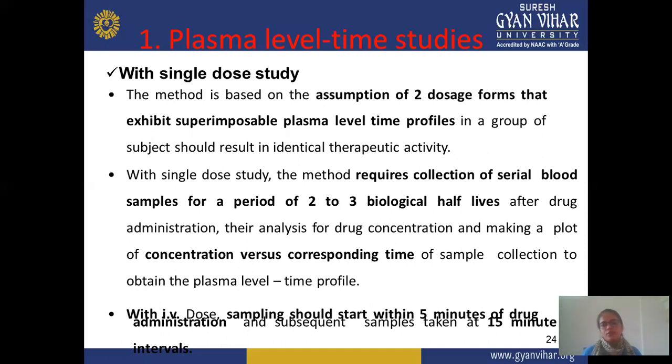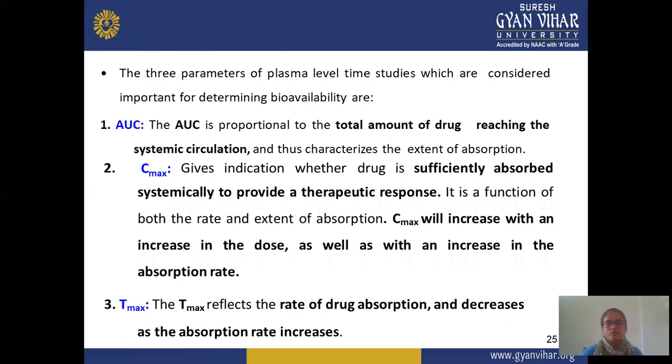That is a collection of the blood plasma level time profile, and with an IV dose, sampling starts within 5 minutes of the drug administration, and subsequent samples are taken at 15 minute intervals. Means after administration of the drug by IV route, the study starts within 5 minutes, and the sample collecting time is at 15 minute intervals.